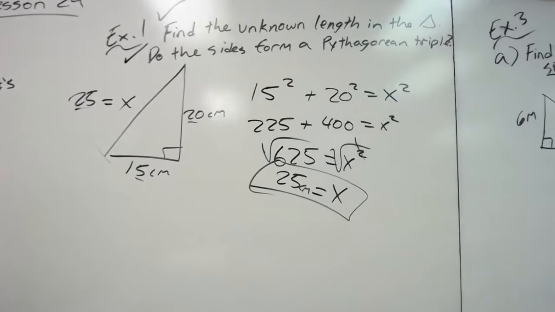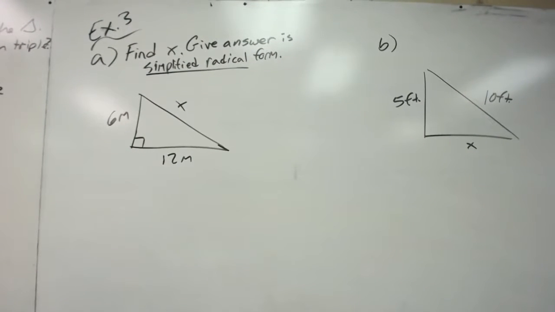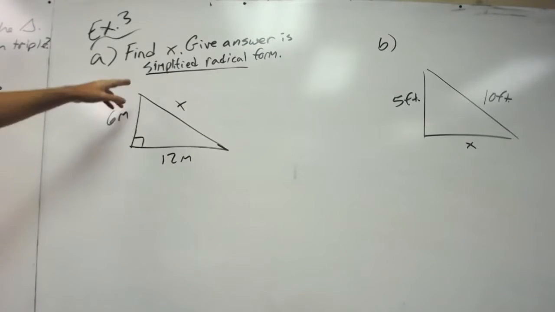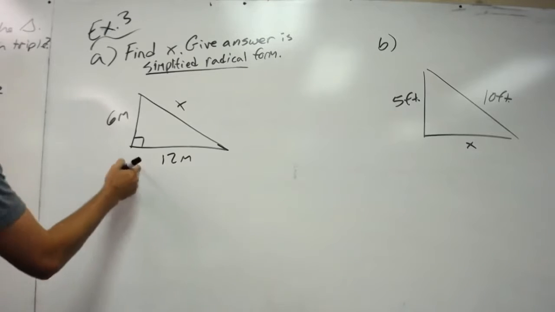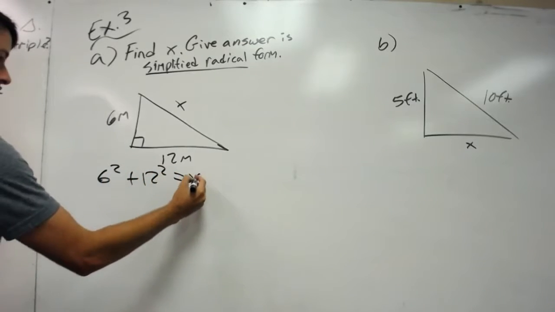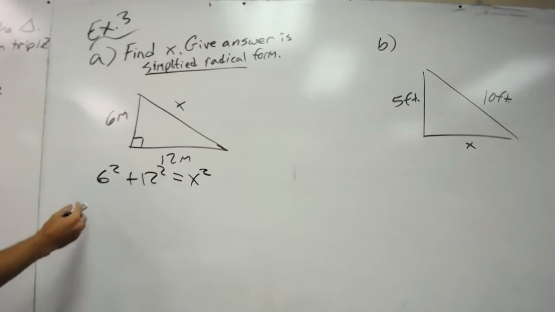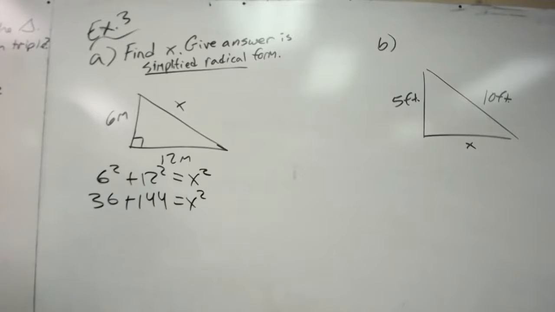Now let's look at simplified radical expressions, or really just radical expressions. In example 3, I'll just teach this by doing an example. It says find x. Give your answer in simplified radical form. It doesn't want a decimal, and it won't be a whole number. So first thing, let's set up the Pythagorean theorem. 6 squared plus 12 squared equals x squared. Simplify: 36 plus 144 equals x squared. Add 36 plus 144 to get 180.